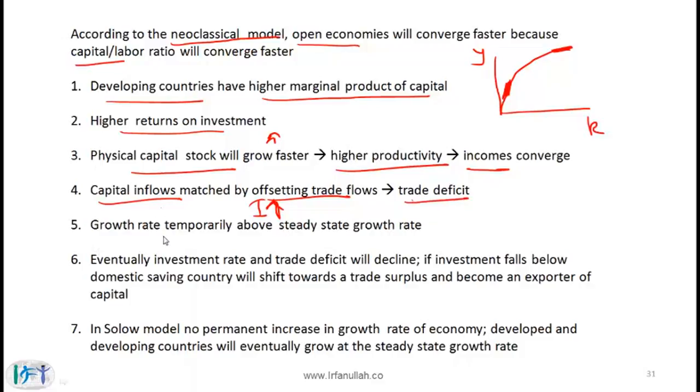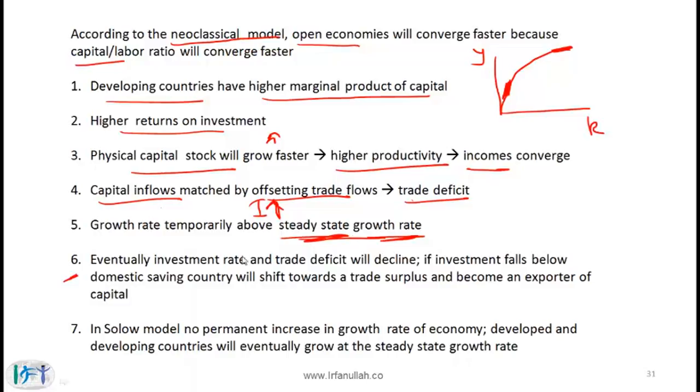Next point, growth rates in developing nations will be high, but this is a temporary phenomenon. So we will eventually reach steady state, and in steady state the growth rate will be stable and comparable to the growth rate in developed nations. And how do we come up with this steady state growth rate? This is the formula that we saw in section 5.